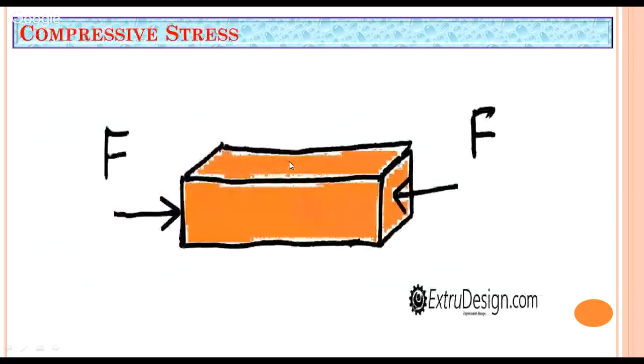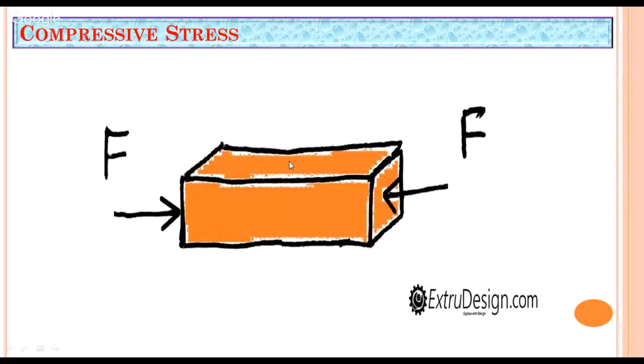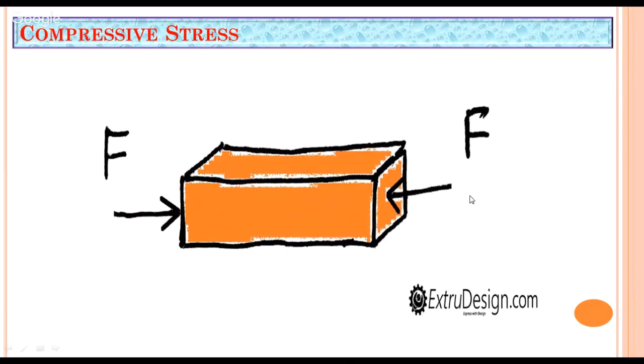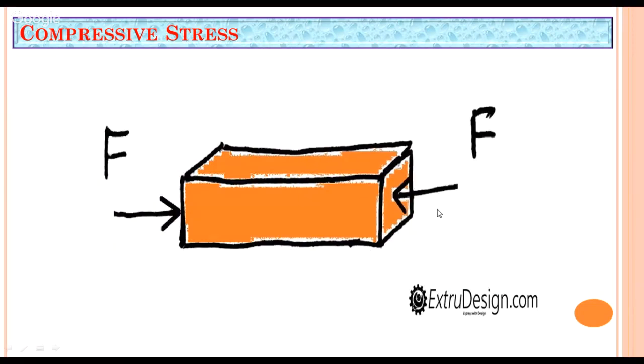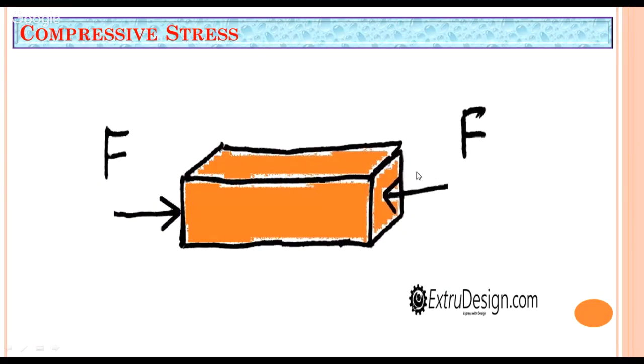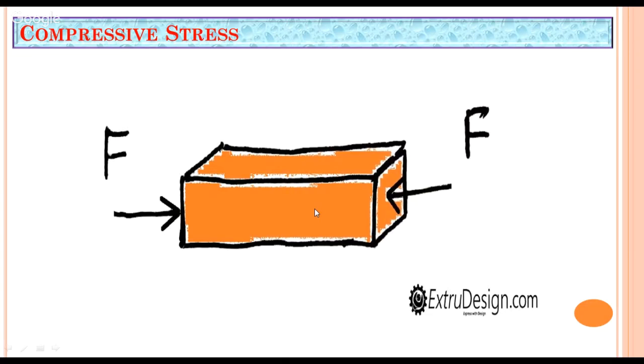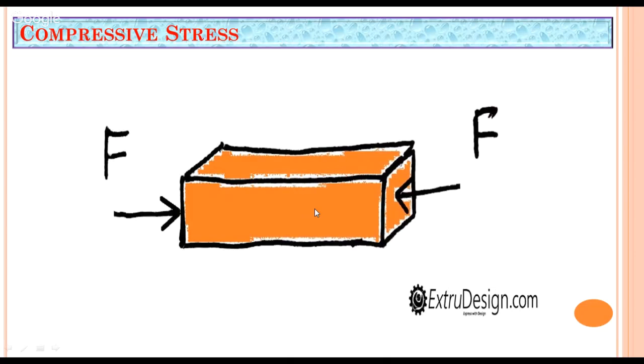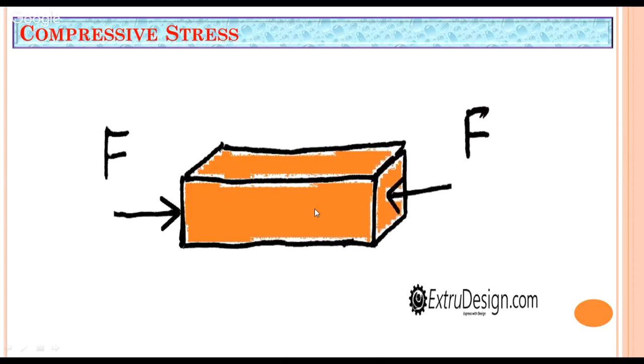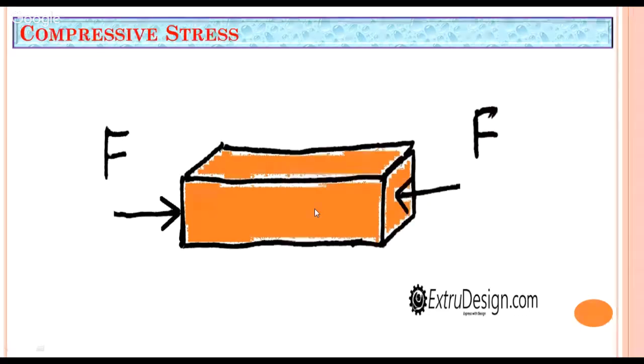In a similar way, when we look at compressive stresses, a body is subjected to a compressive force which acts towards the member and tries to squeeze the member or shorten its length. So these are the effects of tensile and compressive forces, and related tensile and compressive stresses are induced in the members. So next we move on to another important type of direct stress, called shear stress.